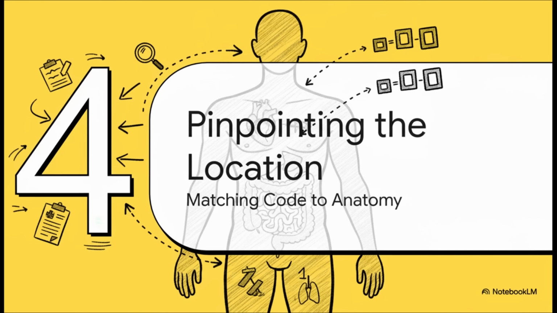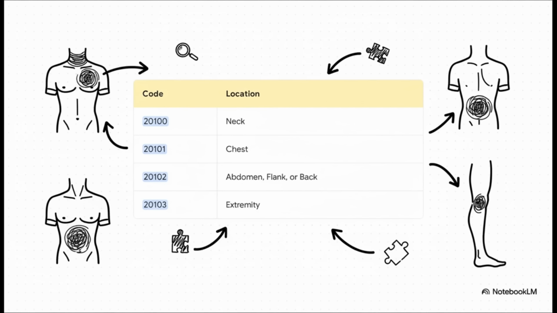Okay, so you've read the op report, you've confirmed it was a real deal exploration, and you've made sure no bigger procedure took over. Awesome, you've done the hard part. The final step is usually the most straightforward, just matching the code to the body part. And look how simple the code selection is. You can see it right here. 20100 is for the neck. 20101 is for the chest. 20102 covers the abdomen, flank, or back. And 20103 is for an arm or a leg. See? Once you've done the tough analytical work, this last part is just a simple matchup.